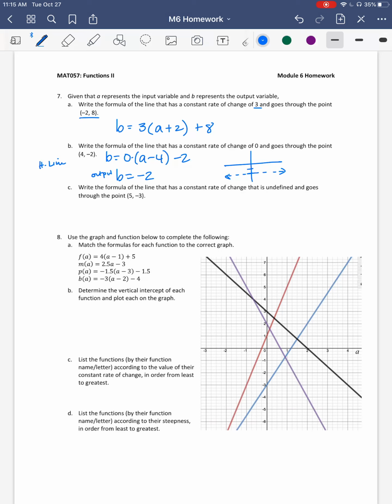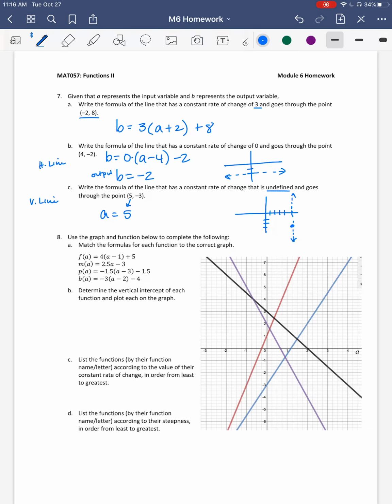For part C, it says write the formula of the line that has a constant rate of change that is undefined. By the way, that's going to be a vertical line, and goes to the point 5, -3. Probably it's actually easiest to do the graph first in this case. So I'm going to plot that point. And if we know it's a vertical line, the graph is going to be like this. So it's not the output that's the same, it's the input. So in this case, the input's always going to be equal to 5, right? And essentially we're getting that from here. So no matter what the output is, the input is going to be 5, which again is why it's a vertical line and an undefined constant rate of change. And consequently, by the way, not a function.